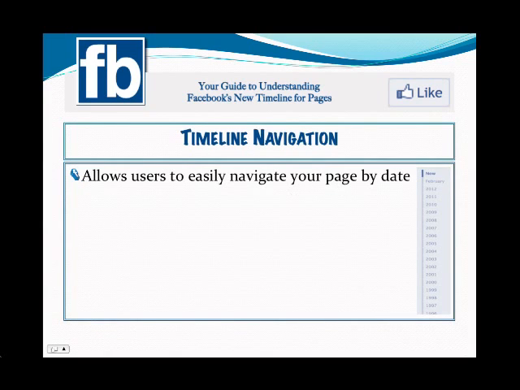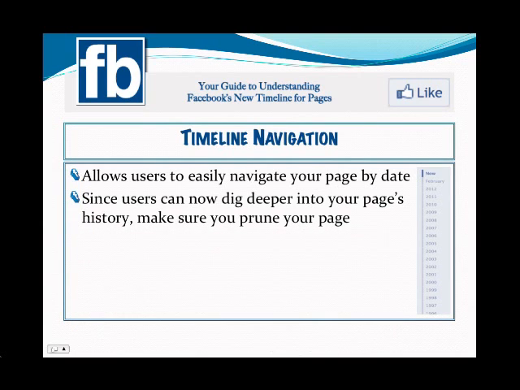So this is your timeline navigation, and this allows users to click all the way through each of the different years to see what kind of activity has happened, not just on your page, but with your company. So as long as you have attached a date to a specific post or a photograph, then it will create a new timeline entry, and then users are allowed to navigate through your page by way of these dates. So this allows users to dig a lot deeper into your page, so you want to make sure that you don't have anything that is negative in there.